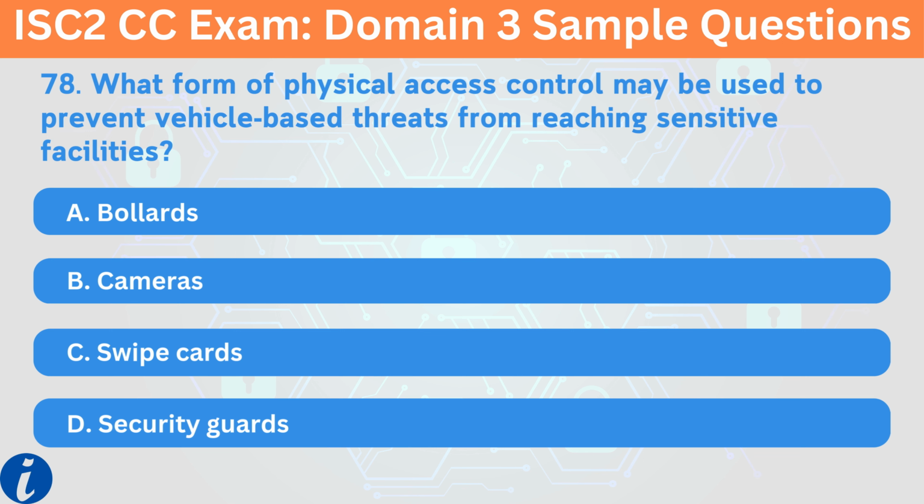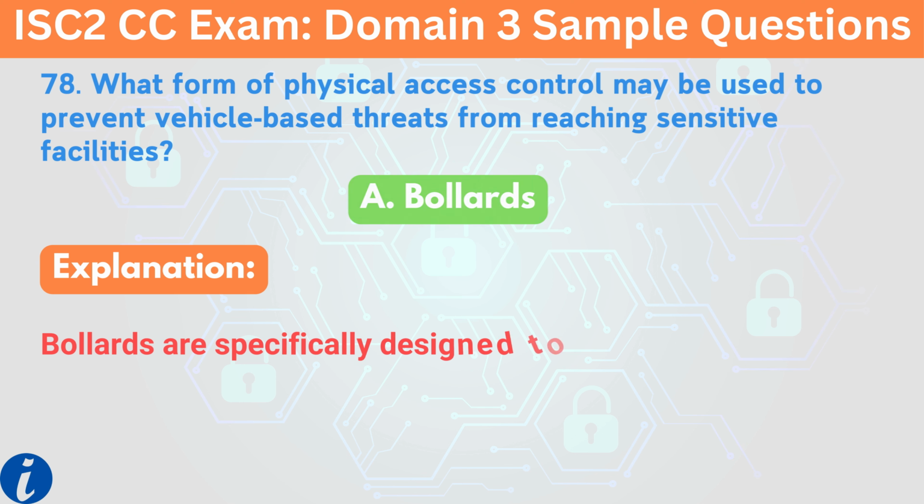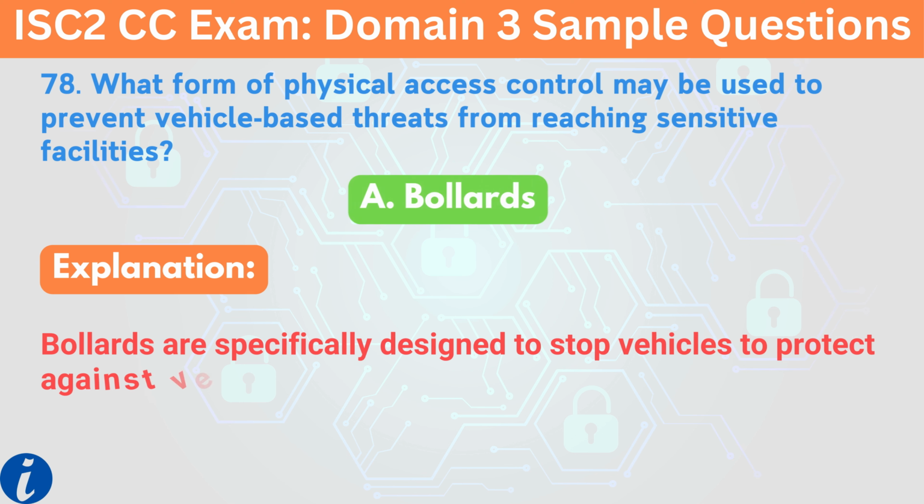78. What form of physical access control may be used to prevent vehicle-based threats from reaching sensitive facilities? A. Bollards. B. Cameras. C. Swipe cards. D. Security guards. The correct answer is A. Bollards. Explanation. Bollards are specifically designed to stop vehicles, to protect against vehicle-based threats.